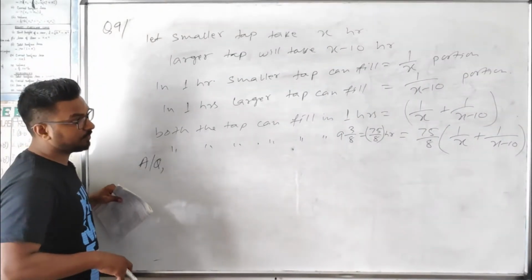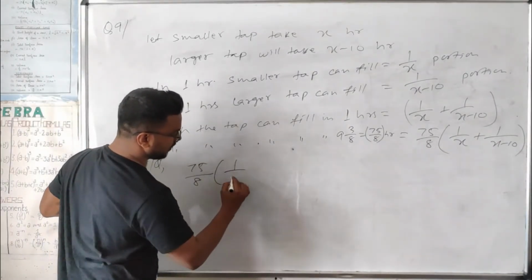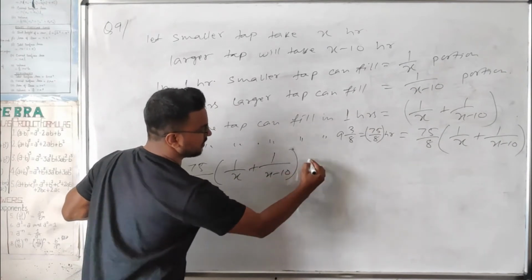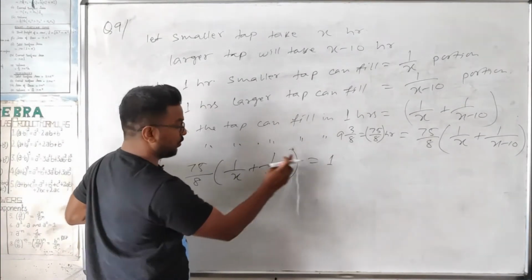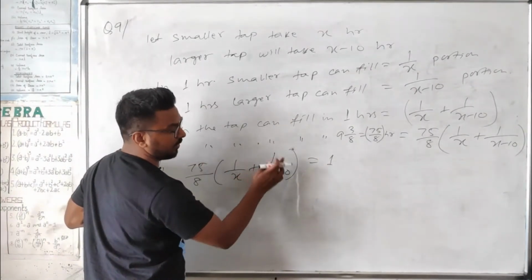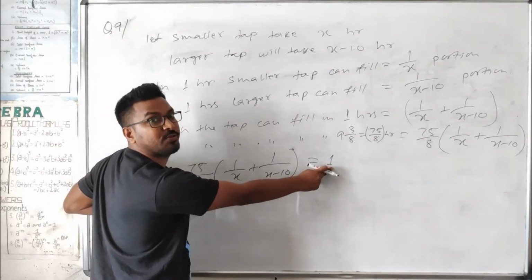According to the question, it is given 75/8 into 1 by x plus 1 by x minus 10 is equal to 1. Why this one? Because together in 75/8 hours, both the taps can fill the tank. So we'll take this one equal to 1.